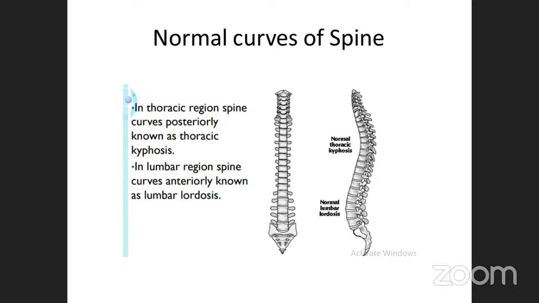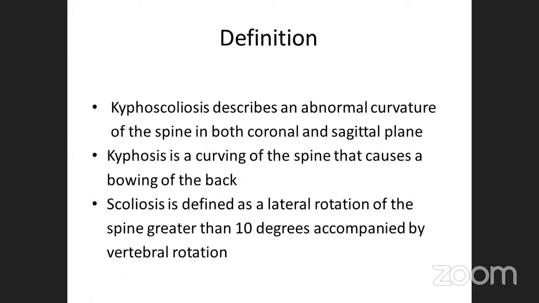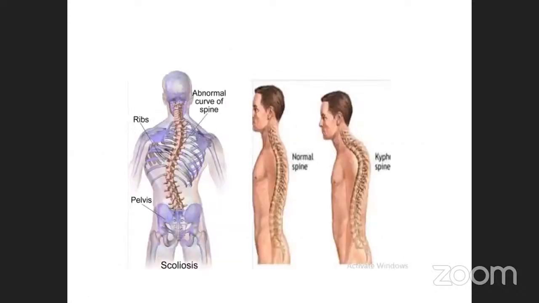In the thoracic region, the spine curves posteriorly, known as thoracic kyphosis. In the lumbar region, the spine curves anteriorly, known as lumbar lordosis. Definition of kyphoscoliosis: it describes an abnormal curvature of the spine in both coronal and sagittal planes. Kyphosis is a curving of the spine that causes a bowing of the back. Scoliosis is defined as lateral curvature of the spine greater than 10 degrees accompanied by vertebral rotation. Sometimes scoliosis is associated with kyphosis, that is hunchback, and lordosis, that is swayback.